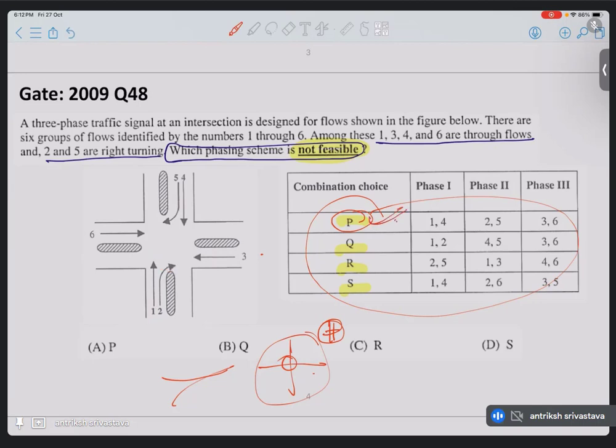Now let's look at Q. 1 will go here, 2 will go here. No conflict in this phase. 4 will go here, 5 will go here. No conflict in this phase. 3 will go here, 6 will go here. No conflict in this phase.